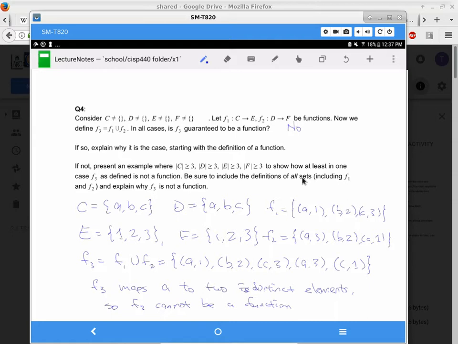But yes, it does have to do with common elements. In other words, if you choose the domains of F1 and F2 to overlap by at least one element, then this type of example will happen. Okay. So do we have any questions about this one?